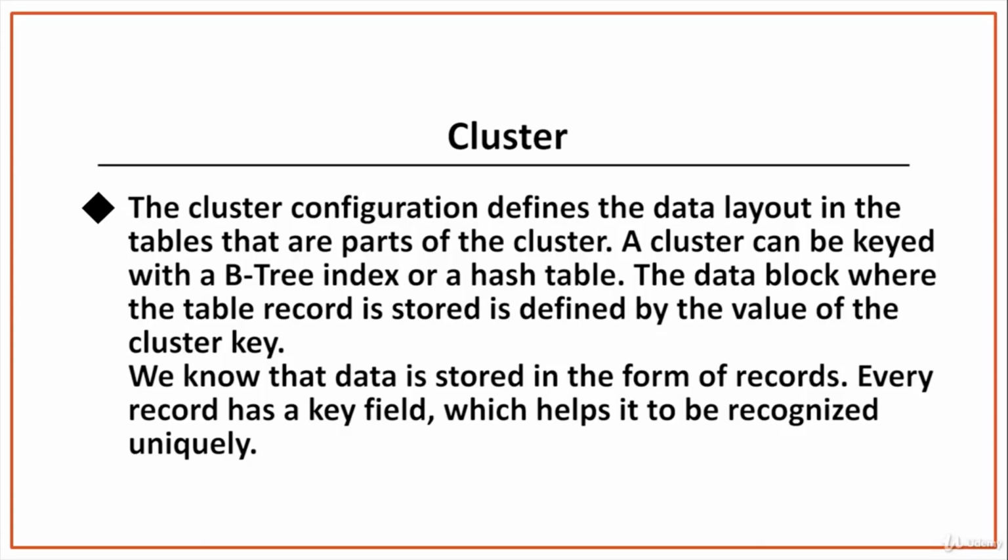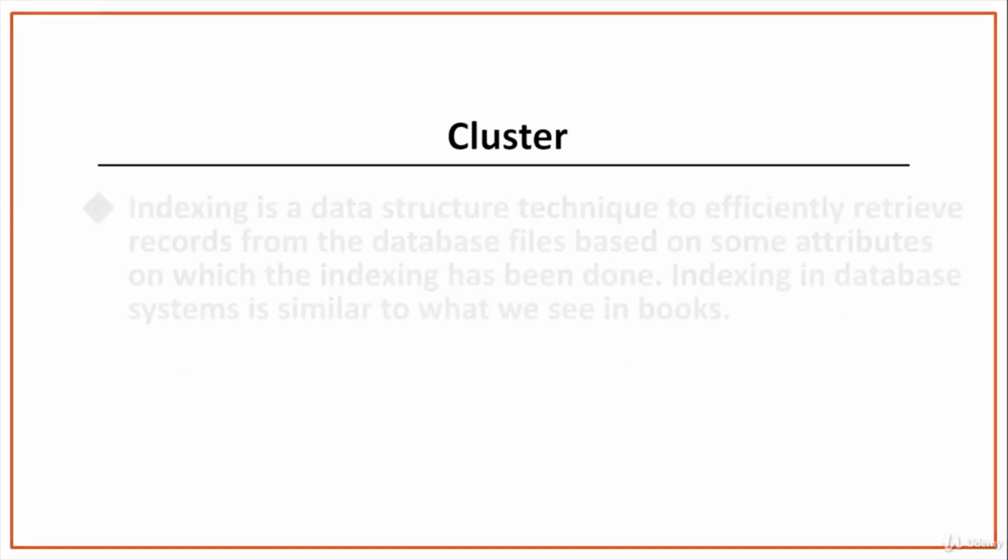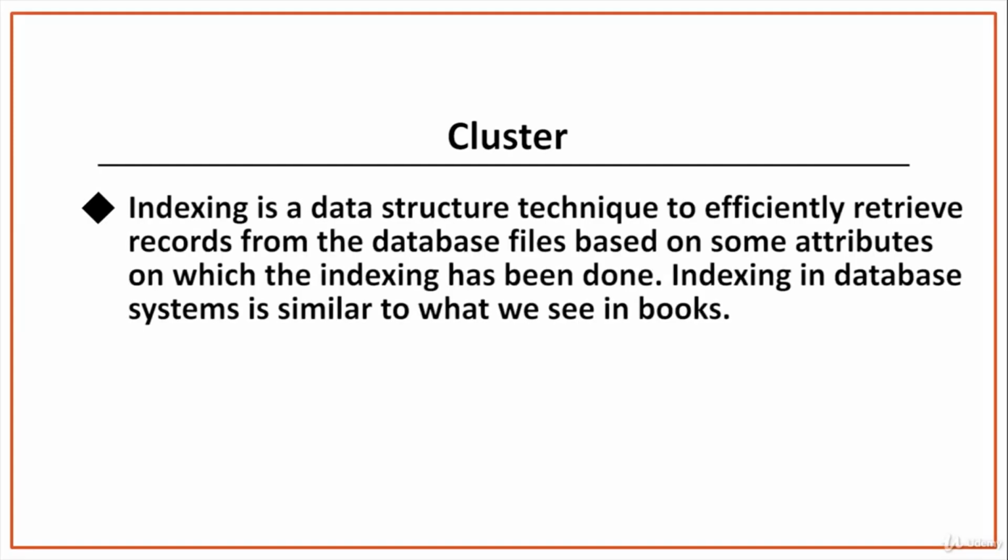We know that data is stored in the form of records. Every record has a key field, which helps it to be recognized uniquely. Indexing is a data structure technique to efficiently retrieve records from the database files based on some attributes on which the indexing has been done. Indexing in database systems is similar to what we see in books. Indexing is defined based on its indexing attributes.